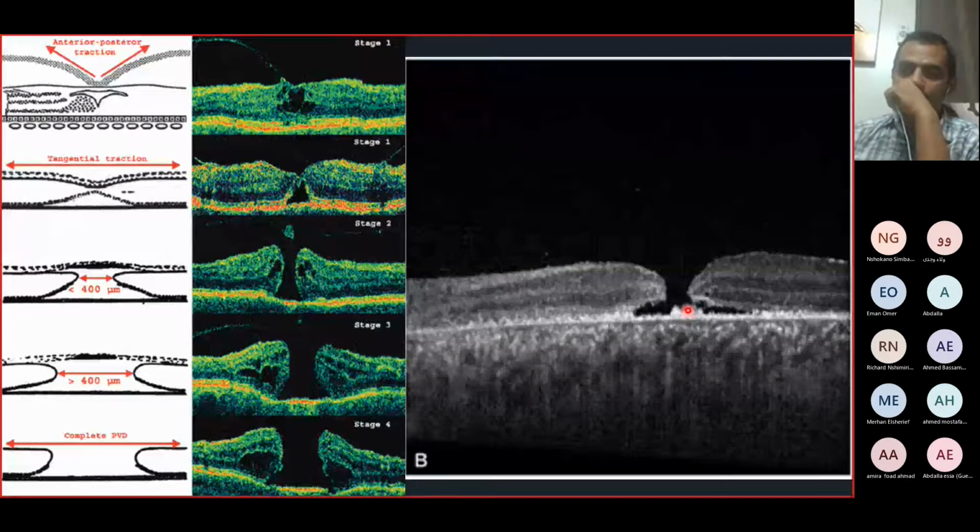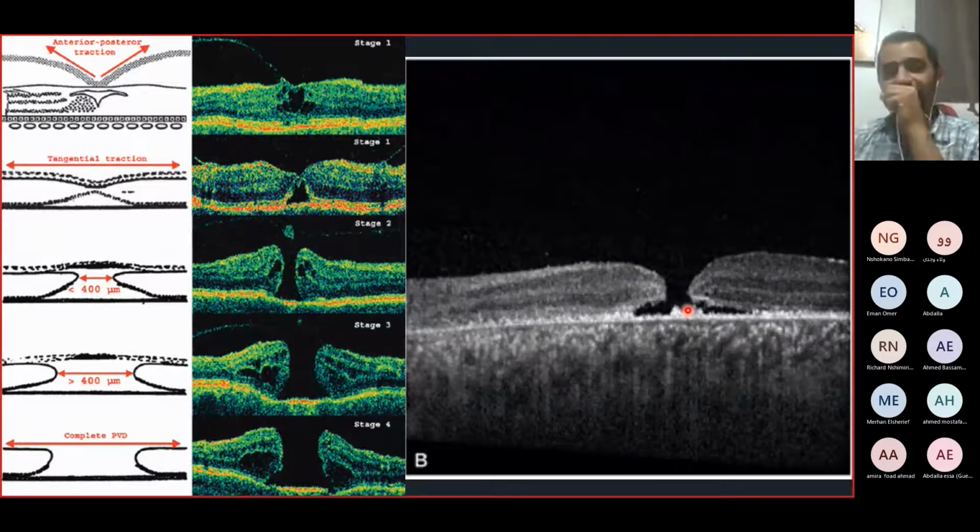They may work in some patients, but many patients will say that they did not appreciate improvement of vision after the surgery. So it is still advised to have the surgery done in the early phases of the macular hole rather than the late phases. Okay?